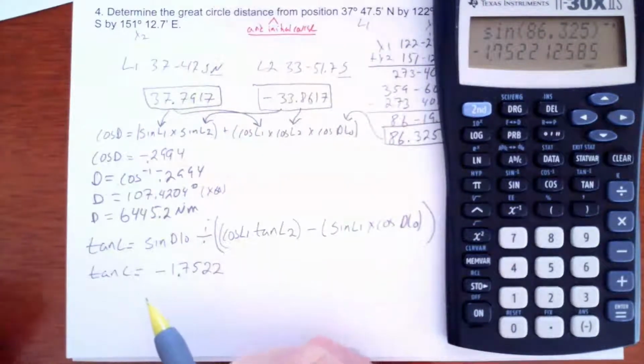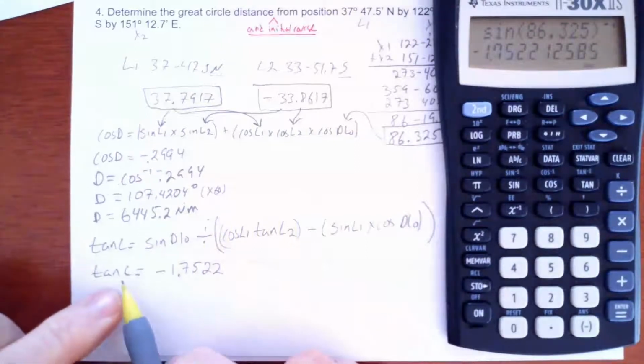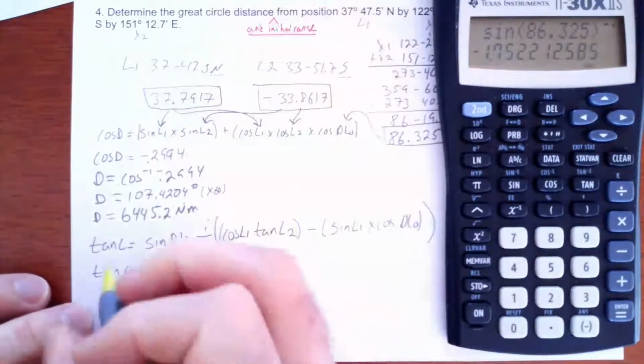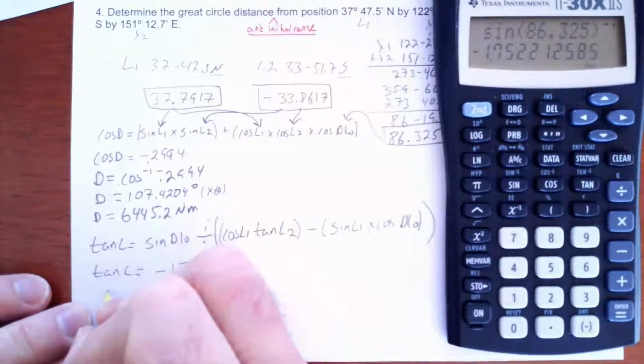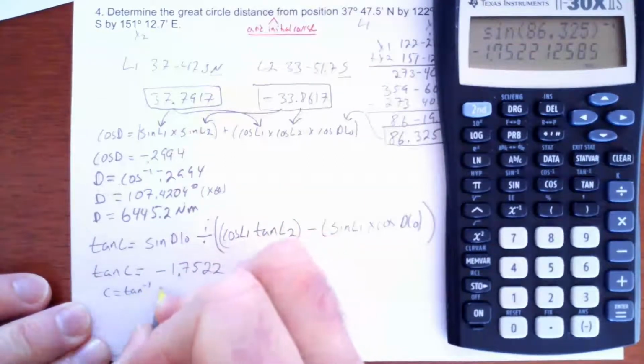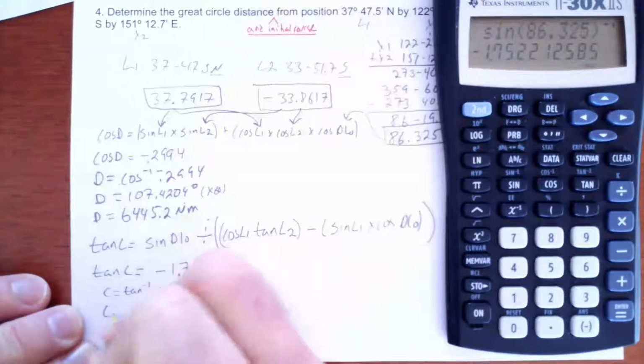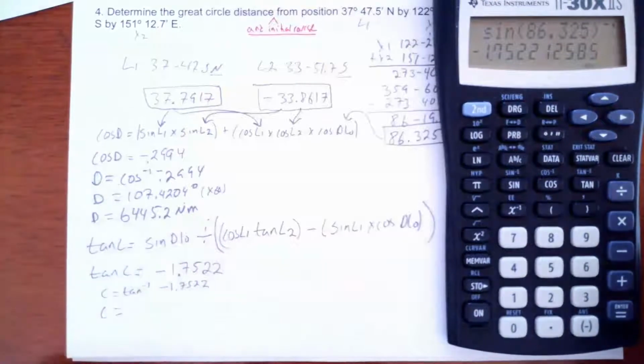Now I'm in a very dangerous spot in the calculation because this turned out to be a negative. Well, actually, I'm not quite in a dangerous spot here. What I need to do now is the inverse tangent of that. I got to solve for C. So C equals tan to the minus 1 of negative 1.7522.